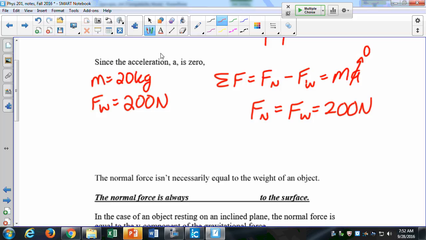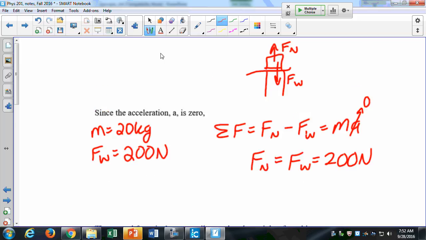For example, in this case, how could I change the normal force? I have this object. It's sitting on a surface. Say this is about a kilogram or a couple kilograms, so it has a weight of about 20 newtons. How can I change the normal force? Right now, the normal force on this object is 20 newtons. How can I change the normal force on this object?